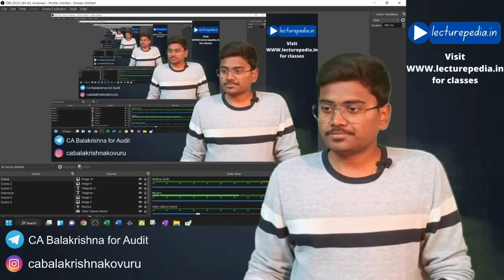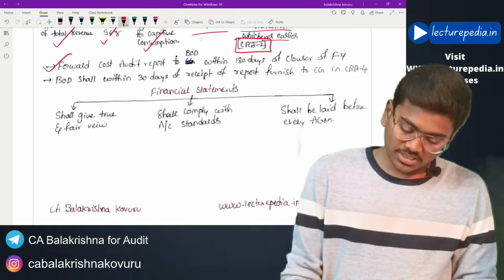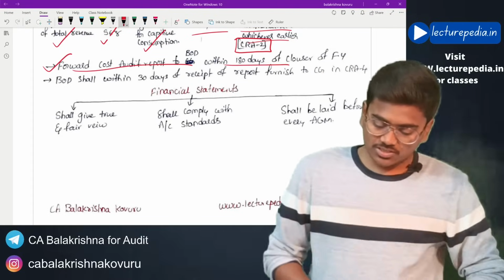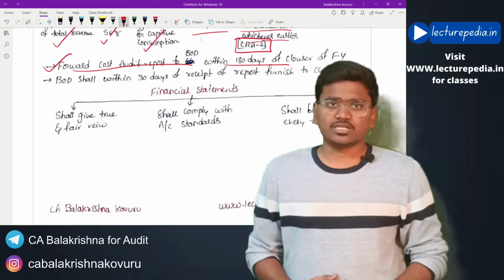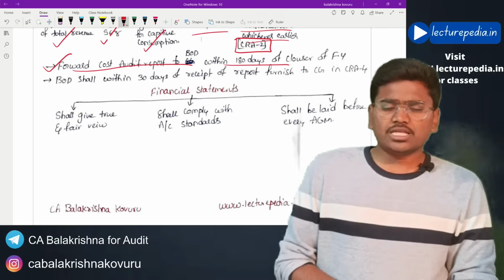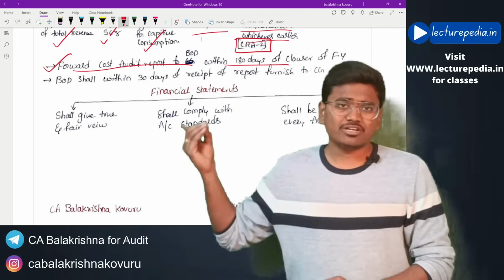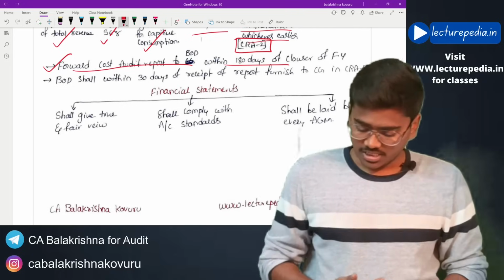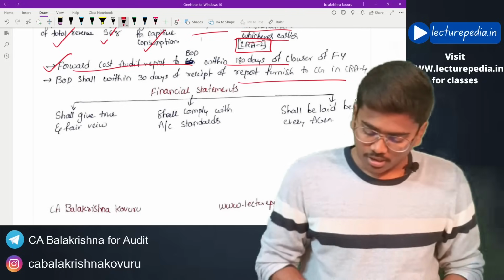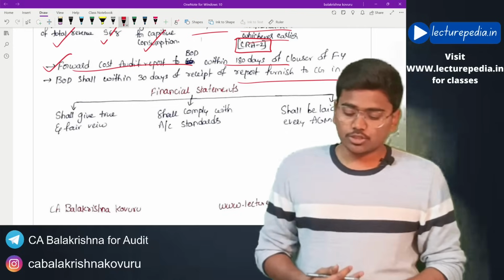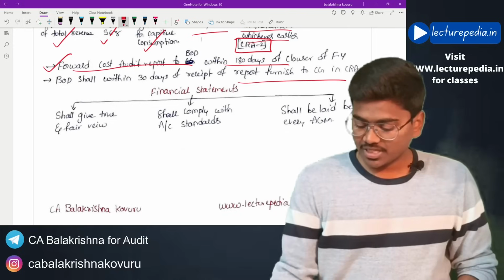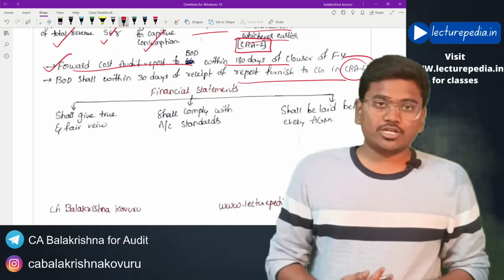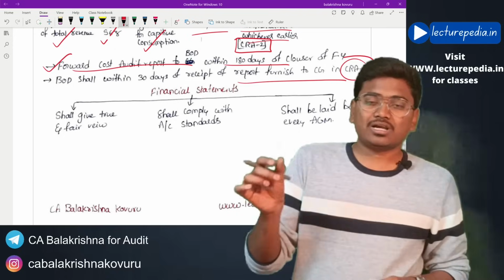This cost audit report has to be forwarded to the board of directors within 180 days of closure of the financial year. And the board of directors have to forward this within 30 days to the MCA, that is the central government, in CRA 4. And the cost audit report will be in the format of CRA 3.